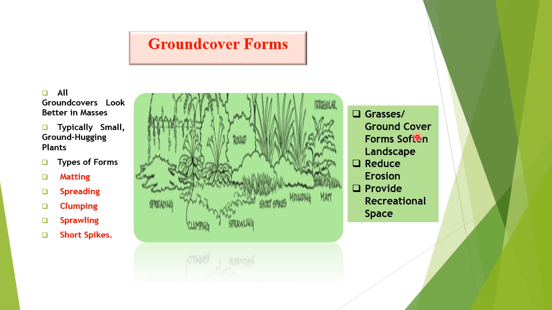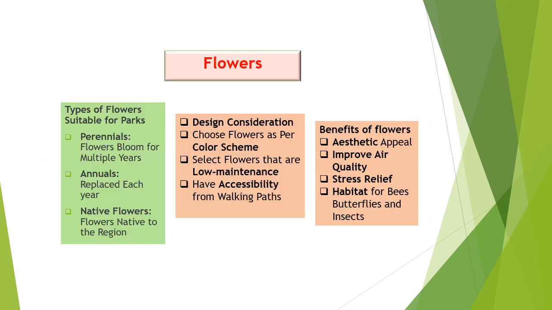They cover the ground, and they form and soften the landscape. They reduce erosion, and they also provide recreational space. You sit on the grass. So these are ground cover forms. So you have to make a turf, you have to make grasses in a park. It depends upon your requirements. But ground cover forms are meant to cover the soil, and give a sort of softened landscape.